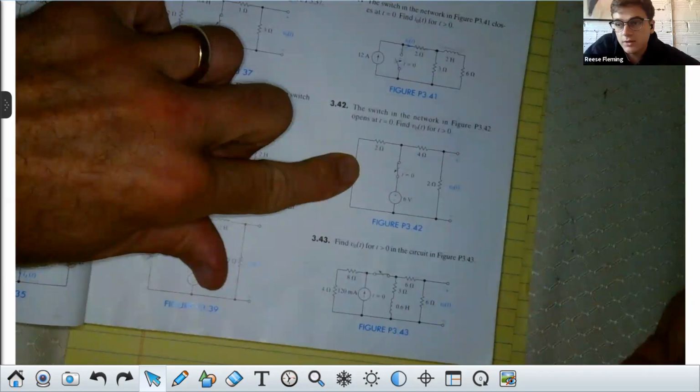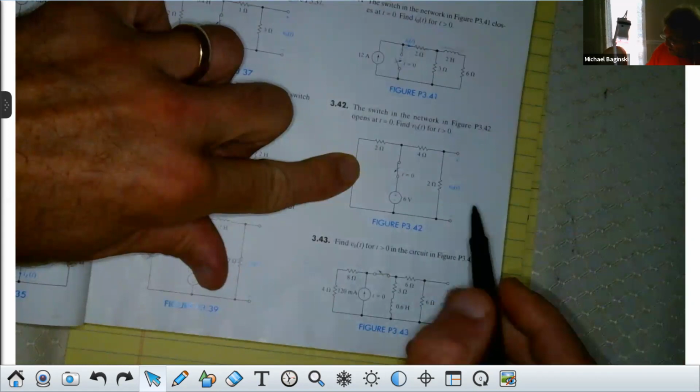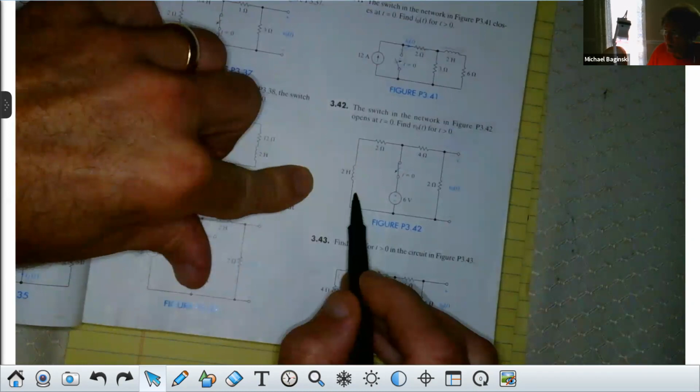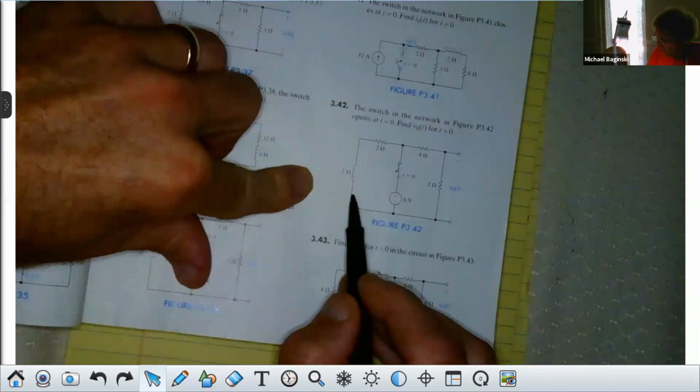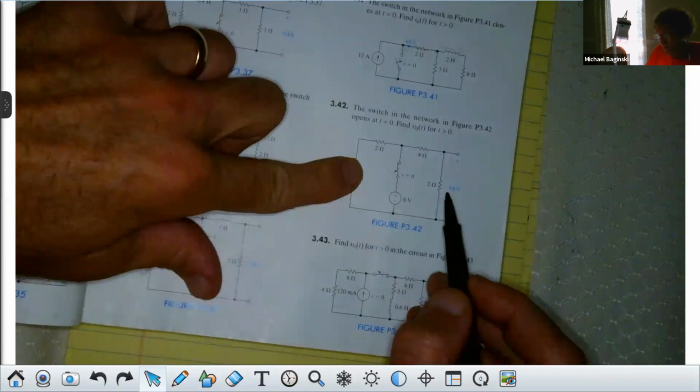3 amps. 3 amps. You'll notice one other thing. This part of the circuit had no bearing on this. Do you follow me? No bearing on the current, right? It had a bearing on the R Thevenin, but it had no bearing on the current for t less than 0.